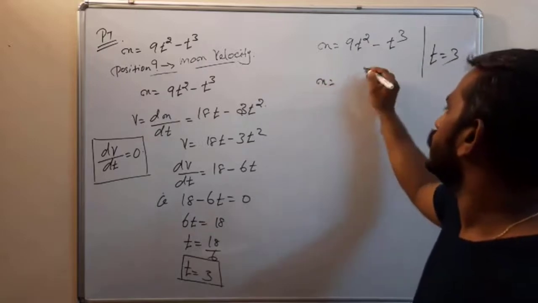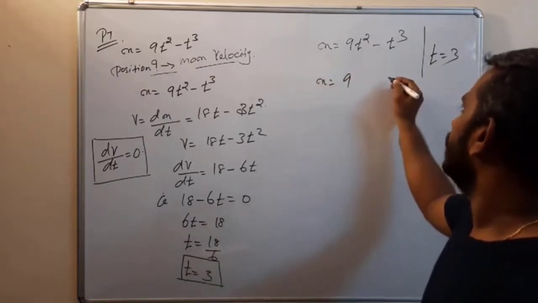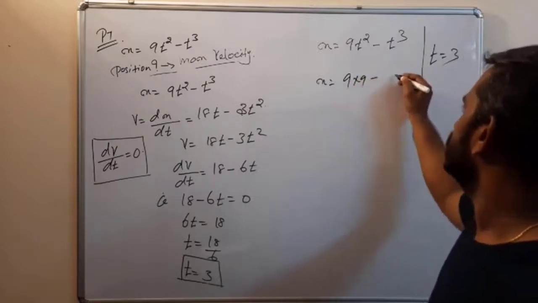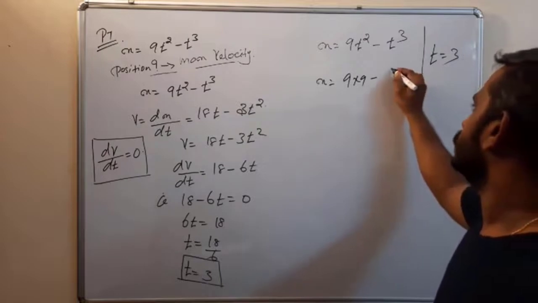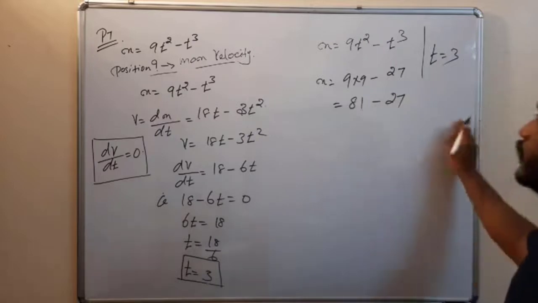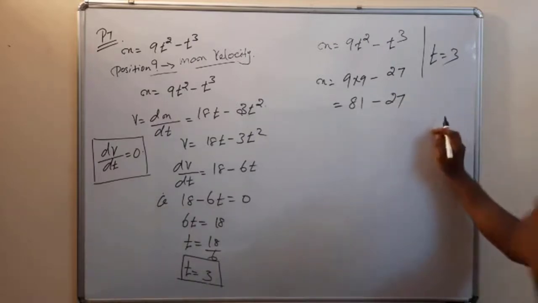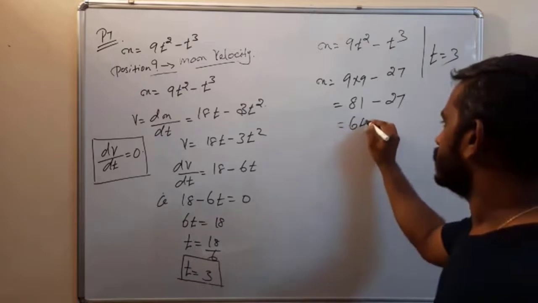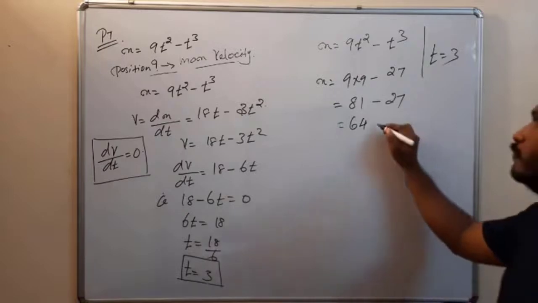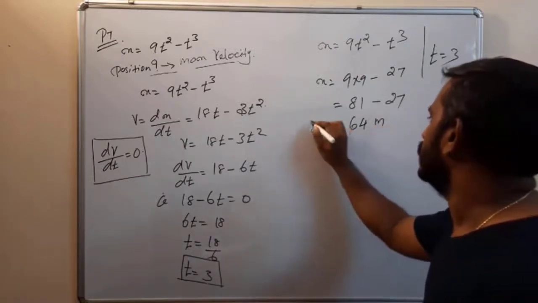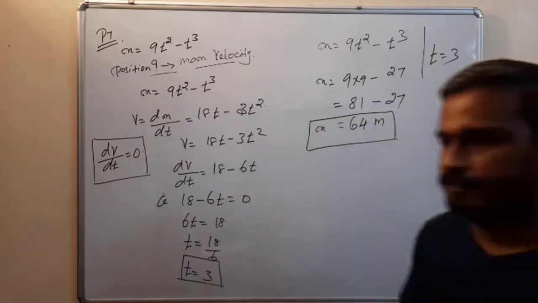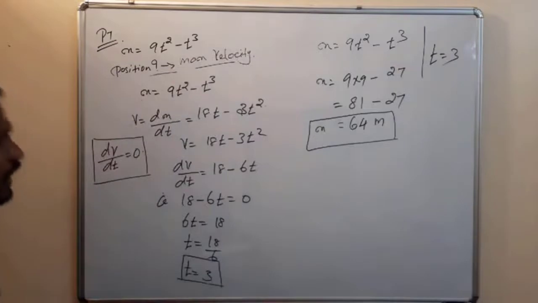So x is equal to 9 into t square, that is 9 into 9, so 81, minus t cube, 3 into 3 into 3, that is 27. So 81 minus 27, that is equal to 54. Equal to 54 meter. Clear? I will tell once again.